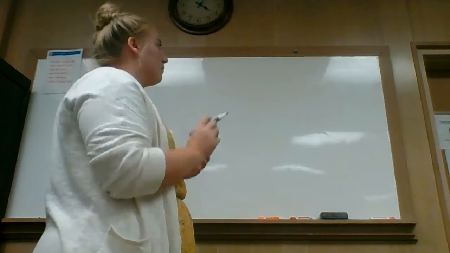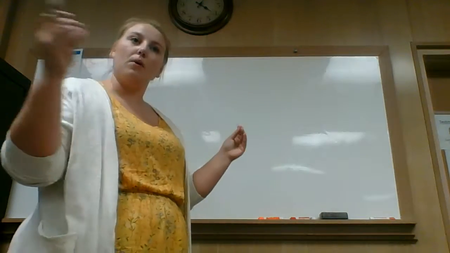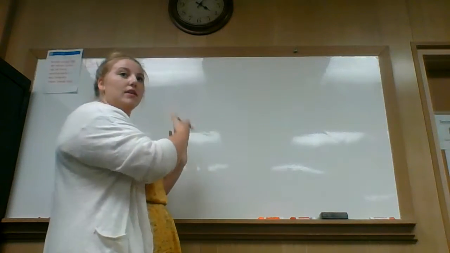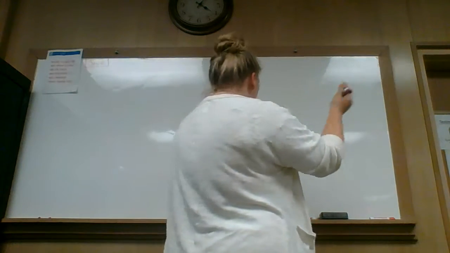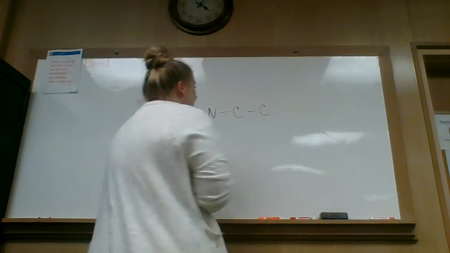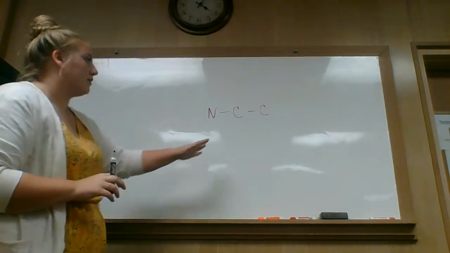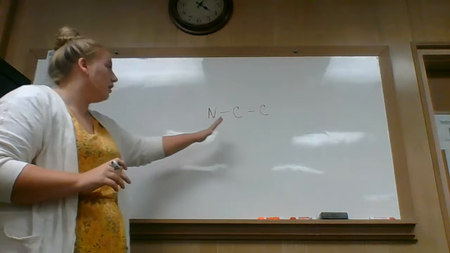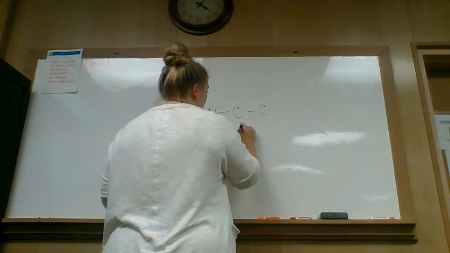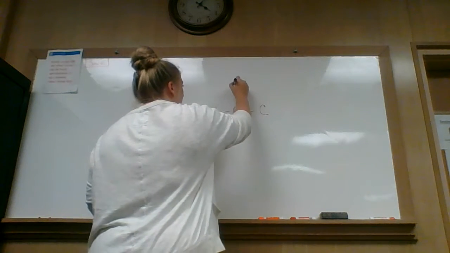So if I'm building an amino acid, the first thing I think about is that backbone, right? So NCC. So if you look at a chain of amino acids, you'll see NCC, NCC, NCC. So that's always a good place to start. This is your alpha carbon, okay? So this is kind of the center of your amino acid. You're gonna have a hydrogen coming off and an R group.